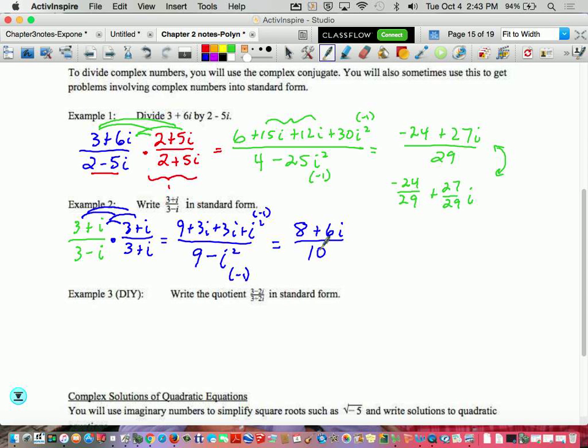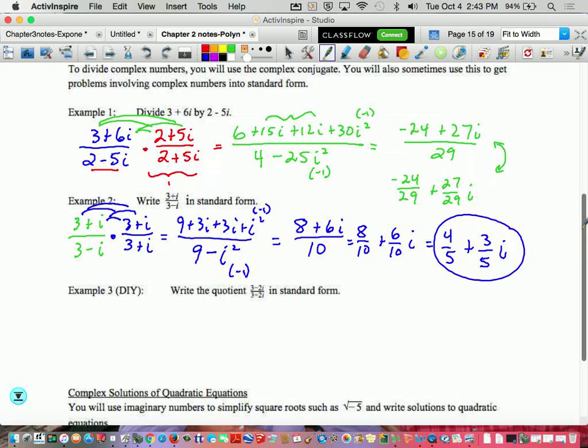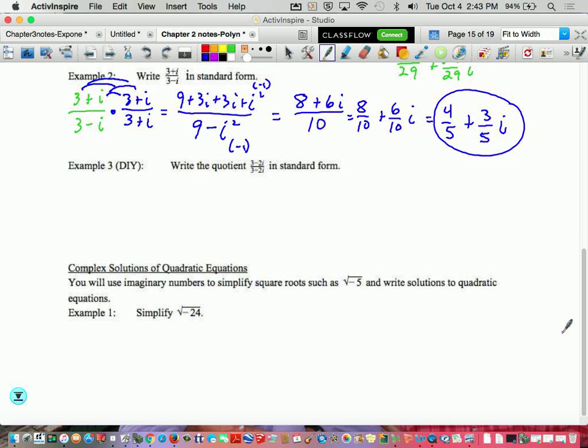So what you'll notice is that all three of the numbers, 8, 6, and 10, are divisible by 2. Or split it up into 8 over 10 plus 6 over 10i. And 8 over 10 turns into 4/5. And 6 over 10 turns into 3/5. I would probably be a good answer also. So here's a DIY. Go ahead and pause the video and then come back and check your answer.